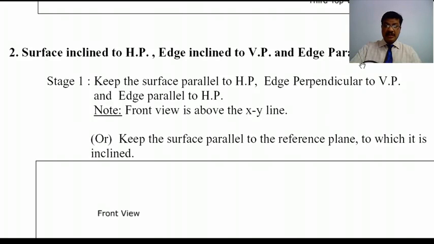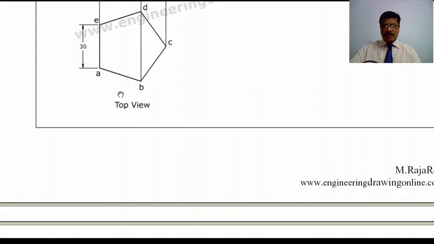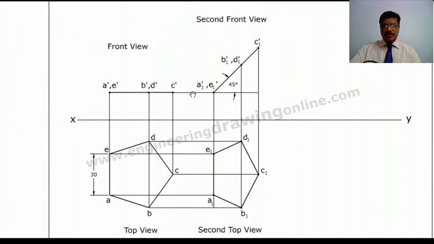In the first case, edge is in the HP. Now observe the difference. Edge is parallel means after keeping the surface parallel to HP, we will get the front view some distance away from the XY. Somewhere here we will get the front view. In the previous case, we are getting the front view here on the XY. That is the only difference between the first case and second case. Now as usual, in the second stage you have to tilt the surface. For representing the surface inclination, you have to tilt the front view here, then we will get the reduced shape in the top view.